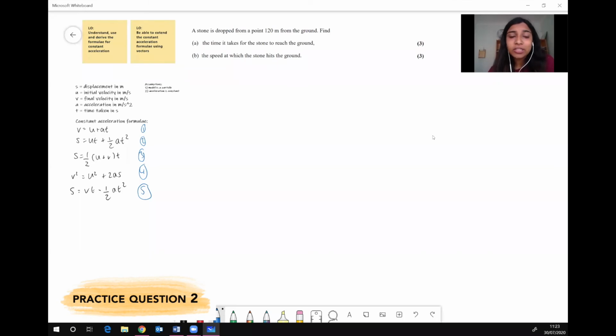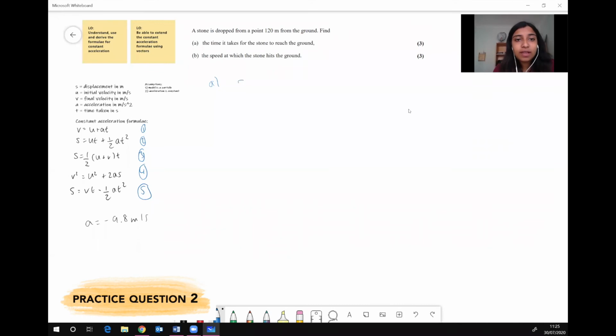So we have another question here. Feel free to pause the video and try it out for yourself first. So one thing you do need to know for this is for gravity, your acceleration is always minus 9.8 meters per second squared. So that's just something you need to know whenever there's something being dropped from any point. So we have a stone is dropped from a point 120 meters from the ground. So the first part is we want to find the time it takes for the stone to reach the ground.